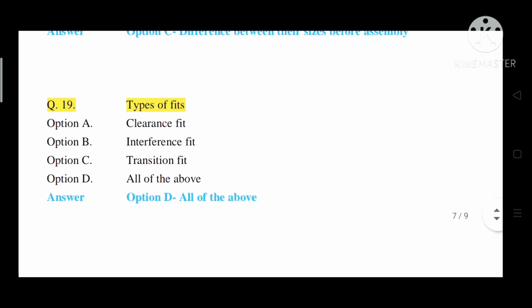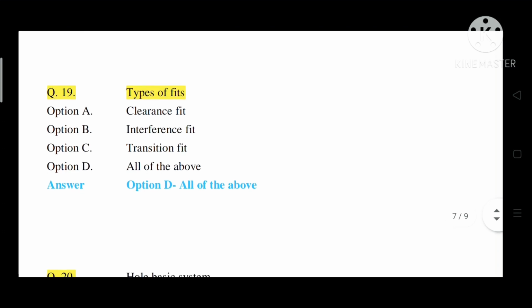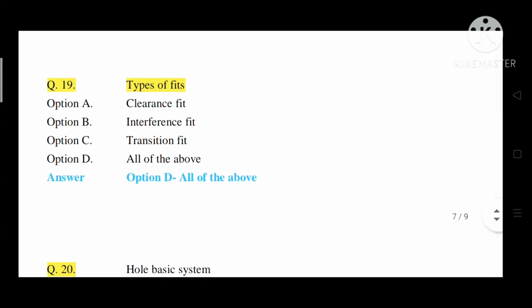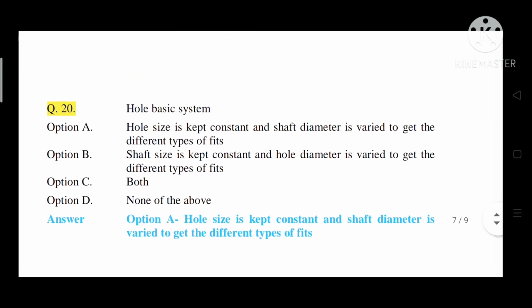Types of fits. Option A, clearance fit. Option B, interference fit. Option C, transition fit. Option D, all of the above. So correct answer is option D, that is all of the above.